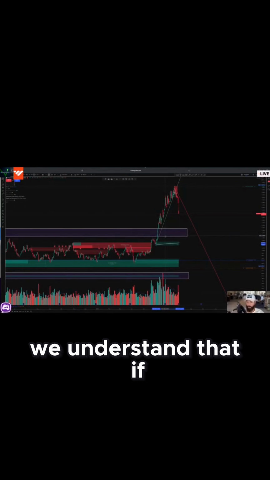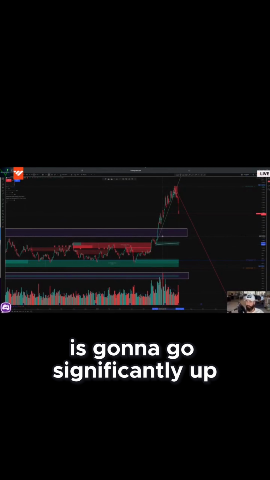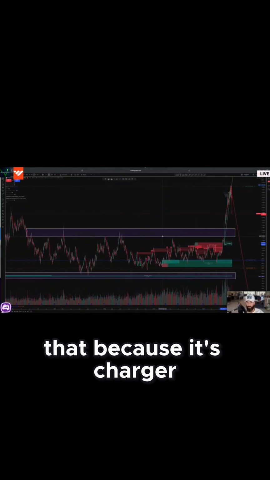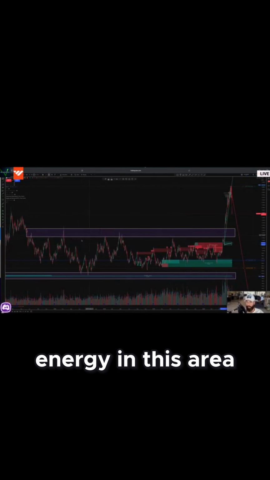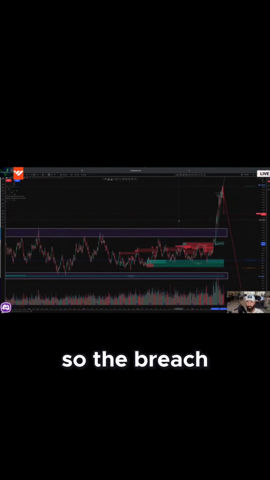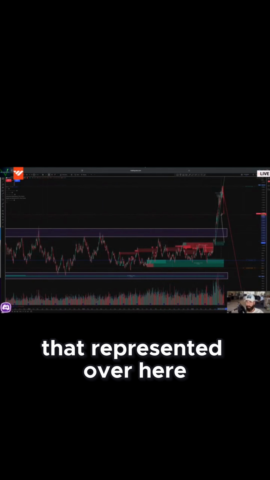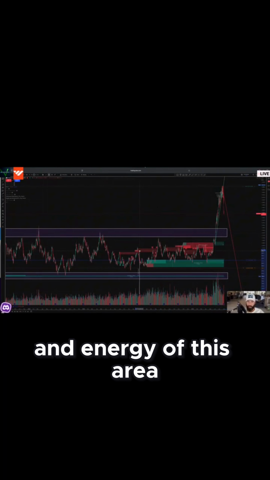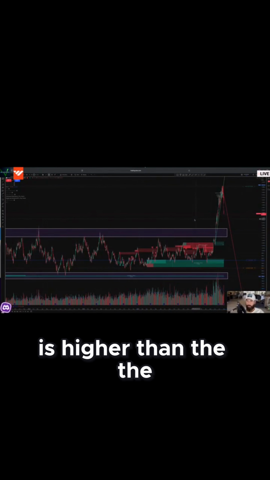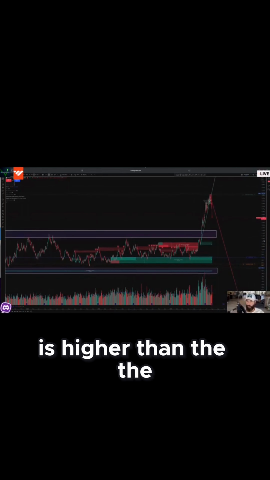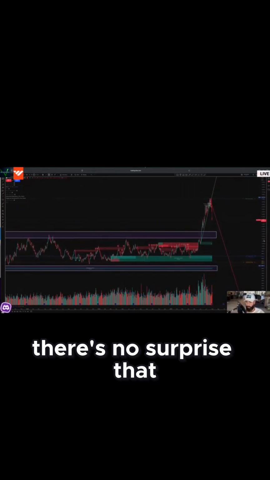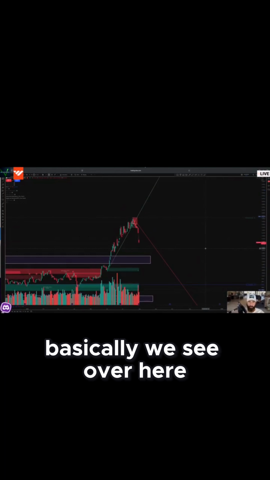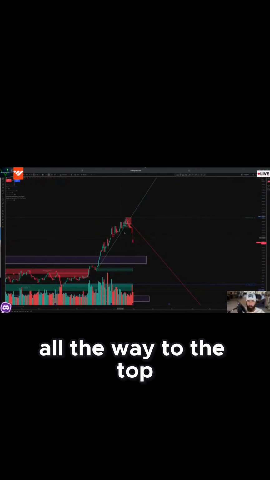Now the question is, where is the long position going to hold towards? We understand that if the price goes up, it's going to go significantly up. Why is that? Because it's charged and accumulating energy in this area. So the breach represented over here should be a long breach. The higher the charge and accumulation of energy in this area, the higher the breach is going to be. So there's no surprise that we see over here this area breaches all the way to the top.